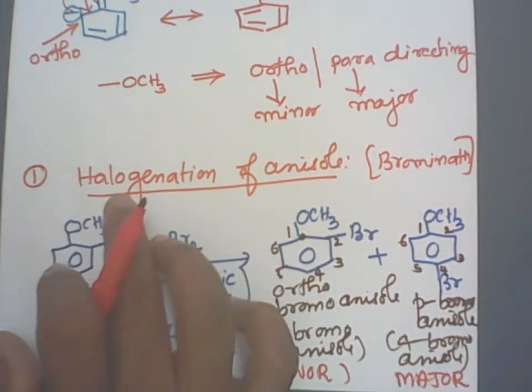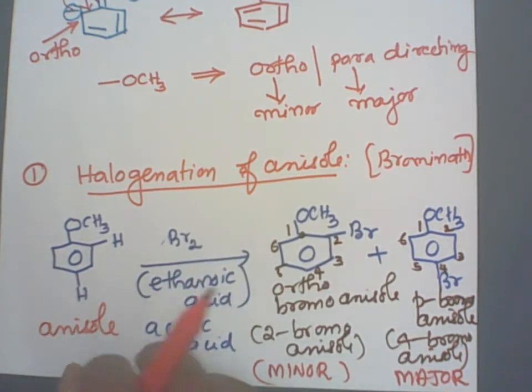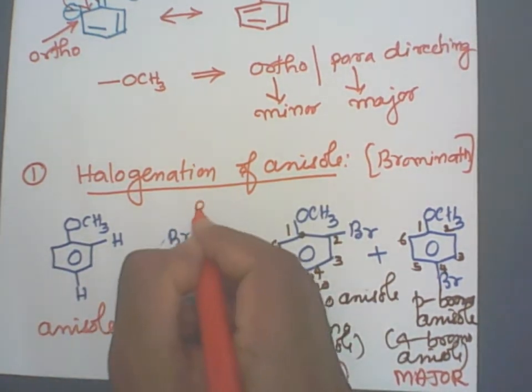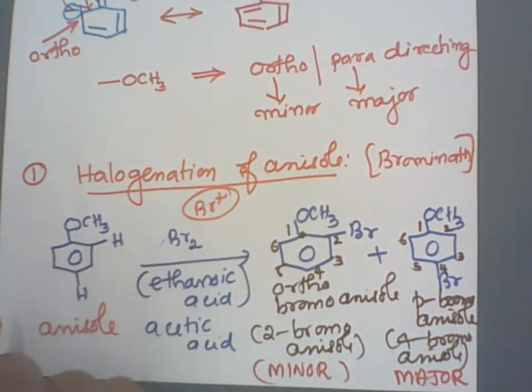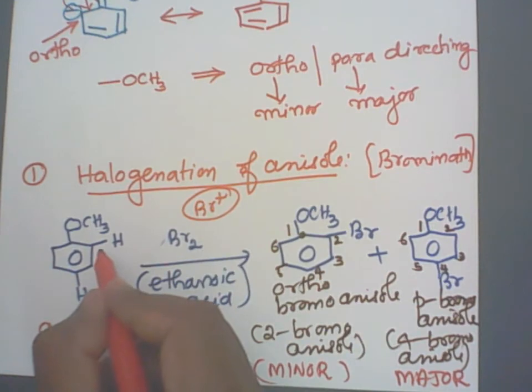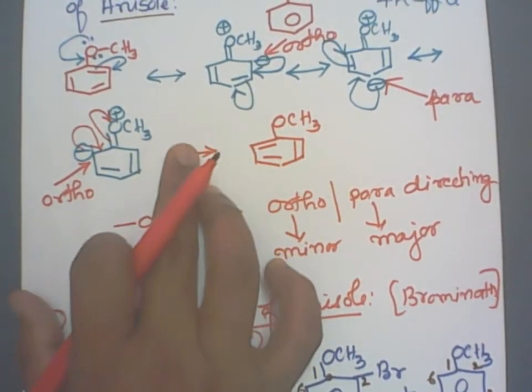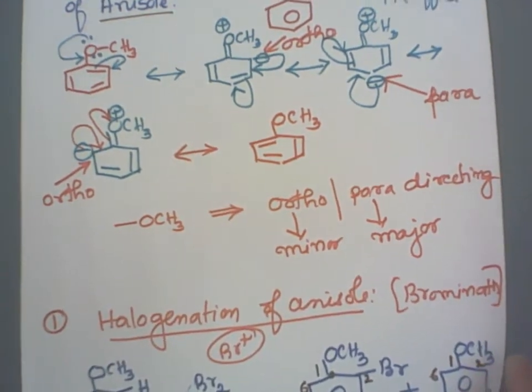So this is the first electrophilic substitution reaction. What is the electrophile here? The electrophile is not the bromine molecule. The electrophile is Br plus. Br plus is generated, which easily attacks the negatively charged ortho and para positions, as shown in the resonance structure. Correct?